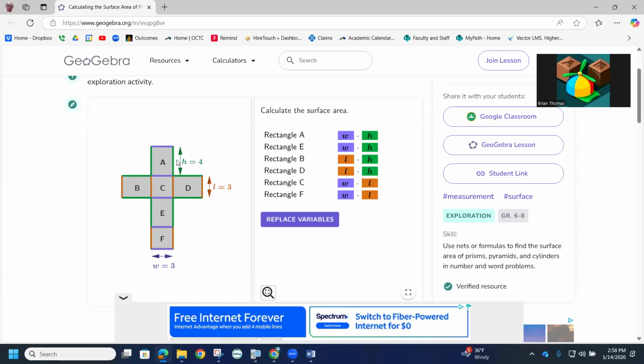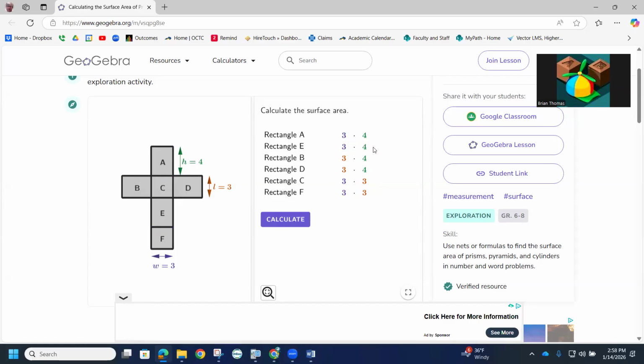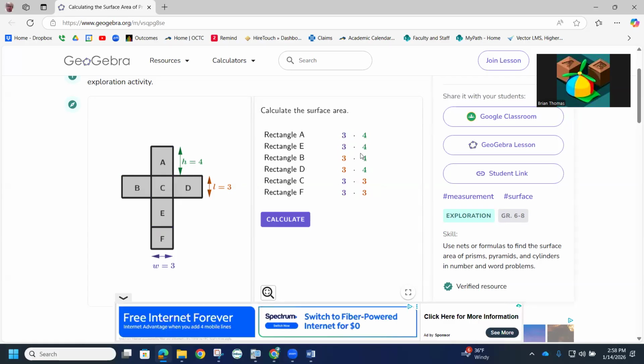So if I replace the variables, we'll just click on the segments. There's the 4s, so that's the heights. If I click on that, that's going to be the lengths. And if I click on the widths, substitute those in. If I calculate that, notice how A and E are going to give me the same surface areas. There's the 12s, so it's two 12s. There's another two 12s, and then there's two 9s. So we have two 12s, two 12s, and two 9s. So we have 66 square units.